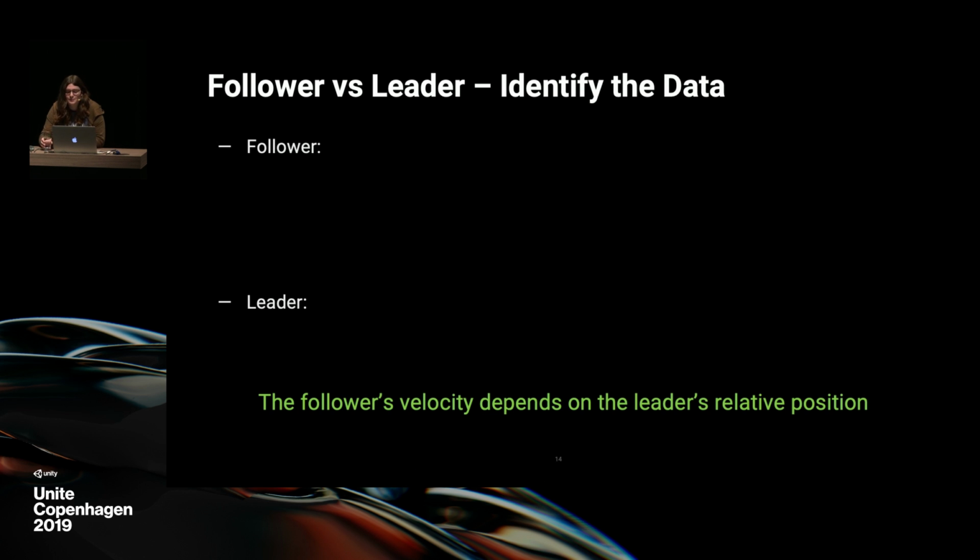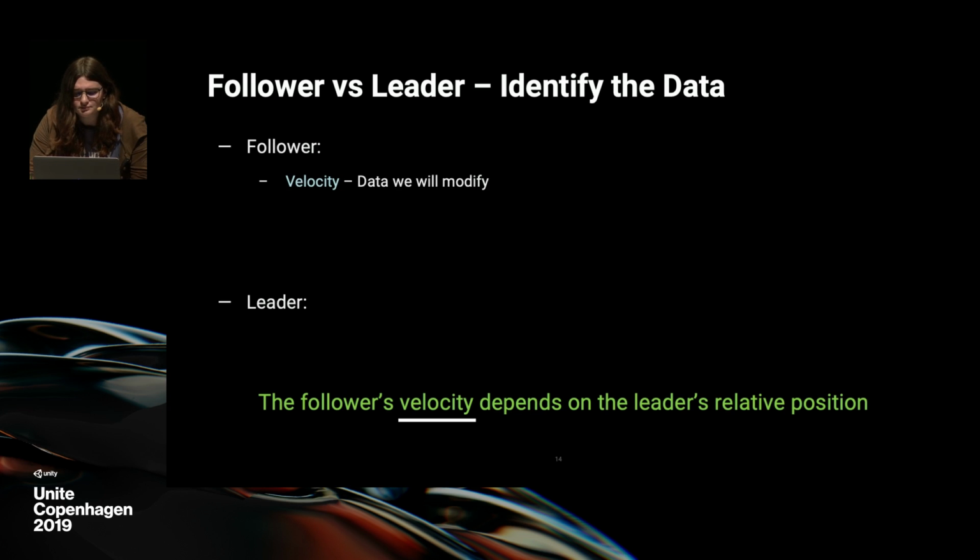So, step one, identify the data. I want to give everyone here a quick chance to think about what components you think would be needed to implement that relationship, where the follower's velocity depends on the leader's relative position. Okay, so if you have your components in your head, I'm going to go over the ones that I think we need to solve this problem and that I'll use to solve this problem.